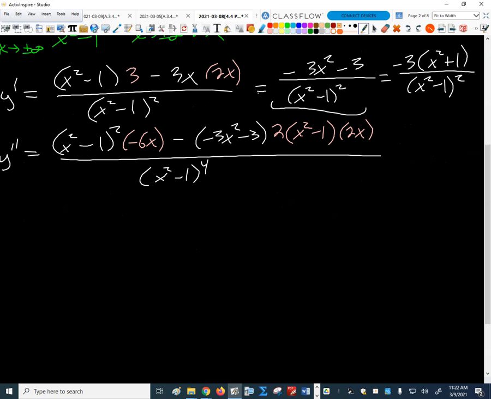Okay, now can we factor out some common factors? Looks like it, doesn't it? Look, I've got like bases on the top. I can factor out an x squared minus 1 from the top.